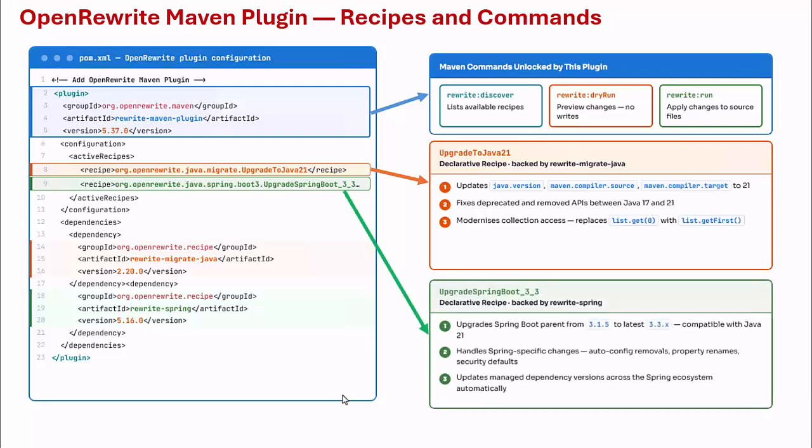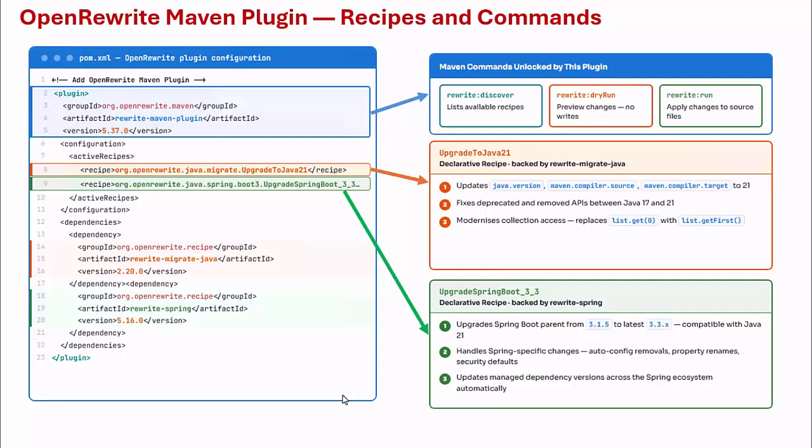The next recipe, that is upgrade Spring Boot 3_3, handles the Spring side. It upgrades the Spring Boot parent from 3.1.5 to this latest 3.3 release. If required, it would handle autoconfig removals and property renames, and update the managed dependency versions automatically.